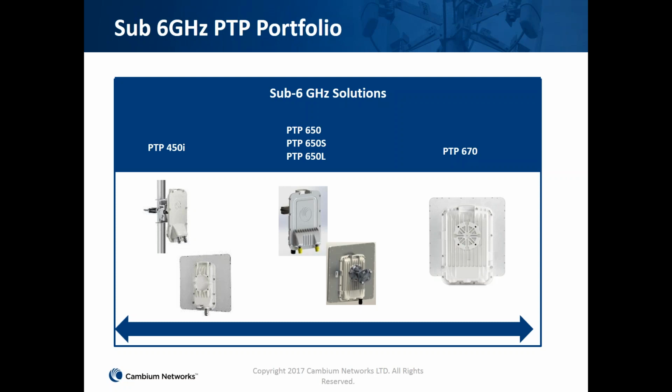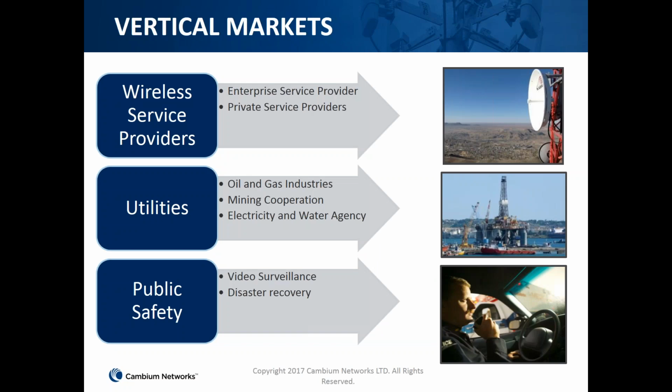The advantages of the 650 versus the 670, we'll get into a little bit later, but right now let's just focus on the vertical markets. If we look at the point-to-point market overall, we can categorize most of it into three buckets. One would be the wireless WISP providers. The second would be utilities companies or utility solutions. And the third one would be public safety. Each of those applications is interchangeable in some sense, but just to keep it organized, I've listed out some of the use cases or customers that might fall into one of the buckets.